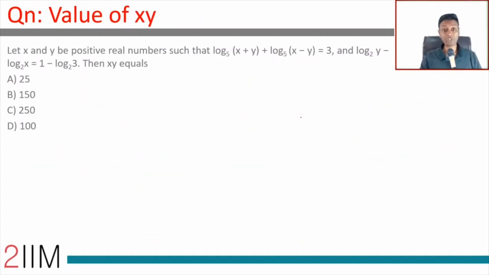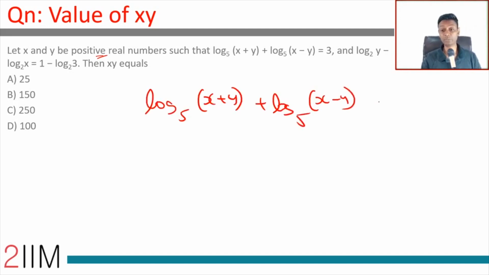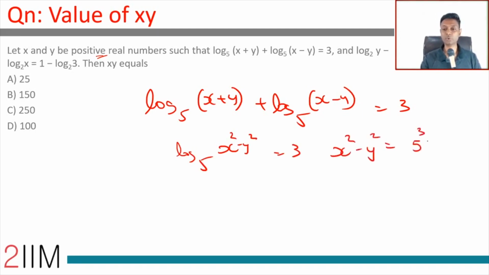Let x and y be positive real numbers. Positive real numbers. I really missed this one. In the exam, I missed out on this one, funda. I don't think in this question, but something else. And then I got it wrong. Log x plus y to the base 5, x minus y to the base 5 is 3. x plus y into x minus y. So this is log of x square minus y square to the base 5 is 3, or x square minus y square is 5 cube, which is 125.